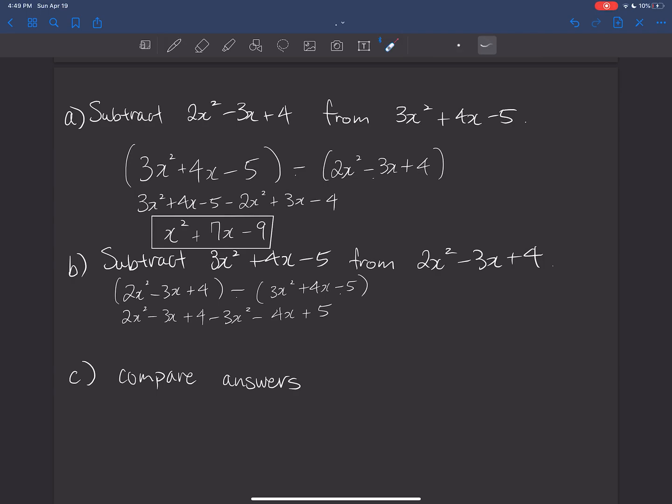And let's group the like terms. I have a 2x squared and a negative 3x squared. Together that would be minus x squared. I have a negative 3x and a negative 4x. So together that would be negative 7x. And I have a plus 4 and a plus 5. So together, plus 9. And that's the answer for B.